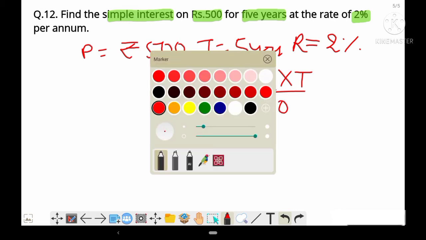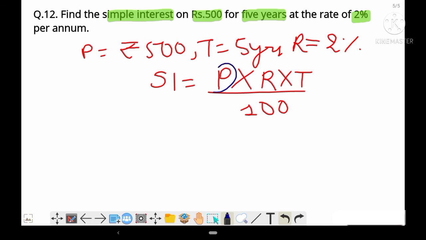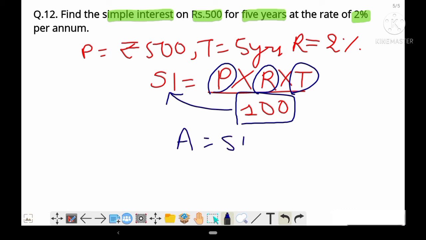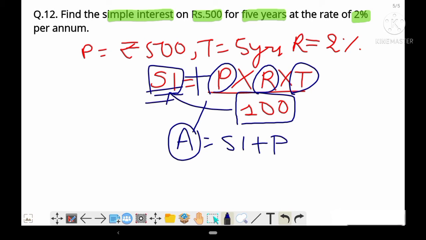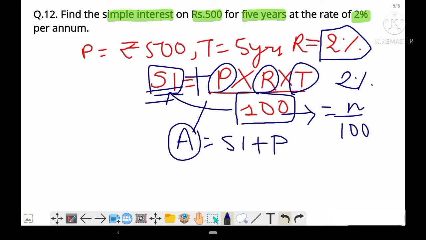Okay, so why P into R into T by 100? P is the principal, R is the rate of interest, and T is the year. Multiplying all these and dividing by 100 gives us SI. And you know, amount is equals to SI plus principal, which means when you calculate SI, then you add it with principal and then you get amount. Okay, so in this question we need to find only SI, and it is divided by 100 because rate is in percent and any number having percent means any number by 100 means upon 100.